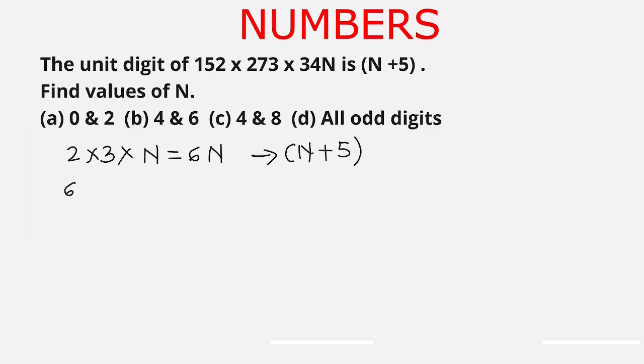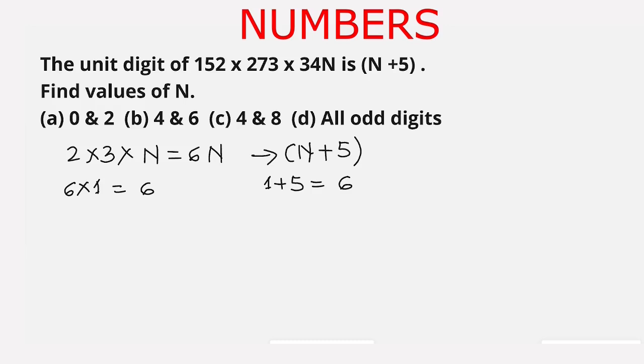If n is 1, then 6 multiplied by 1 is 6, and this should match with n plus 5. If we put value of n as 1 and 1 plus 5 is 6, if we put value of n equal to 2, then 6 multiplied by 2 will give us ones place digit 2, as 6 times 2 is 12. But if we put n equal to 2, then n plus 5 will be 7.